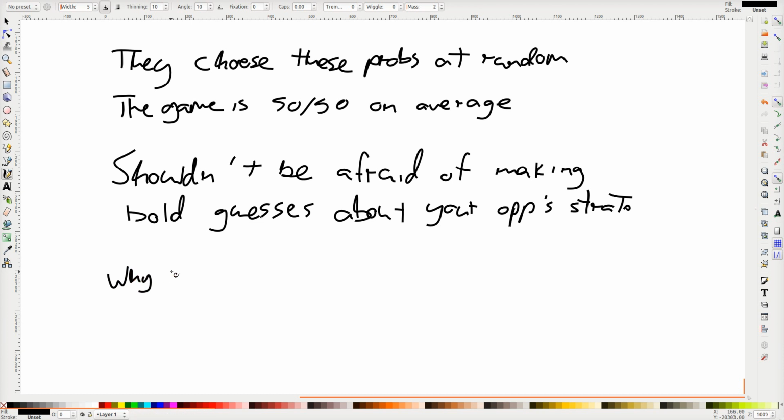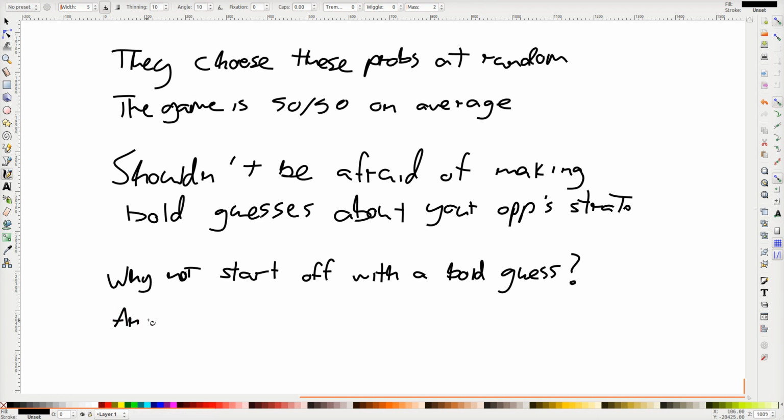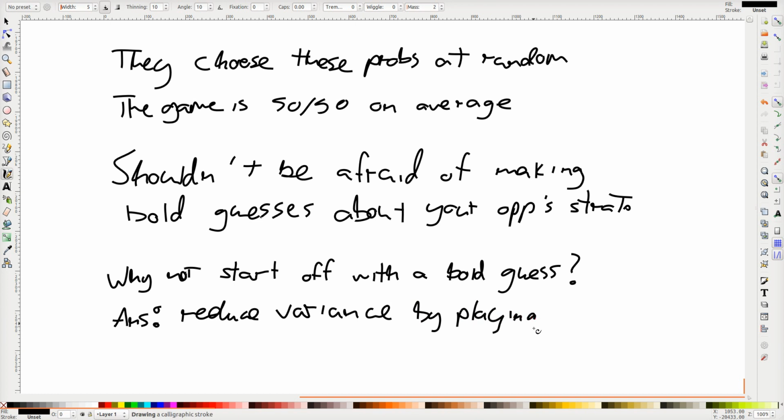But you might wonder, why not start off with a bold guess, right? Because we just said that on average, a bold guess is just as likely to help you as it is to hurt you if it's really a completely random guess. And the answer is, you reduce variance by playing the equilibrium strategy.